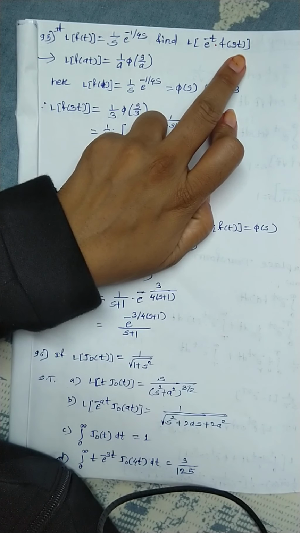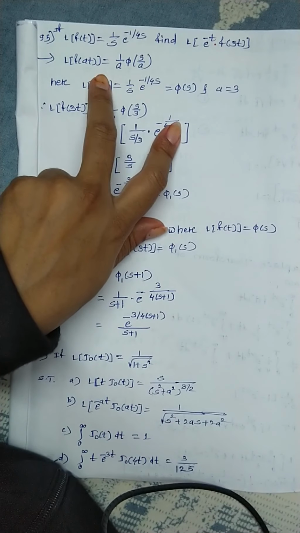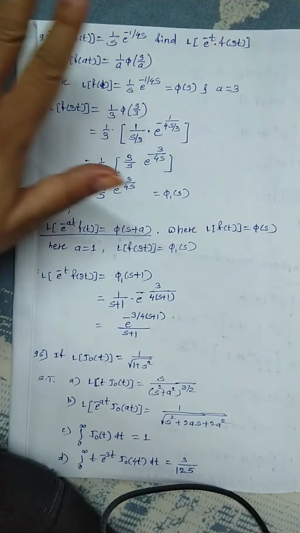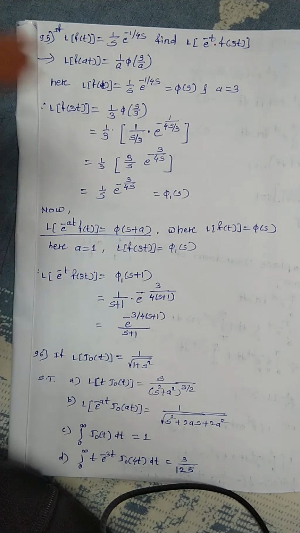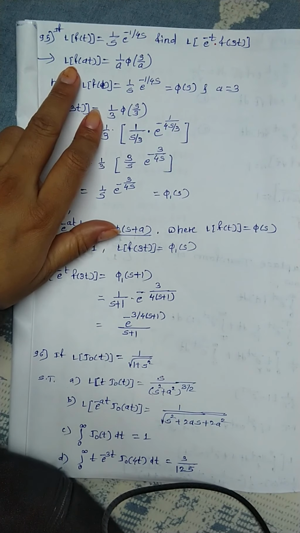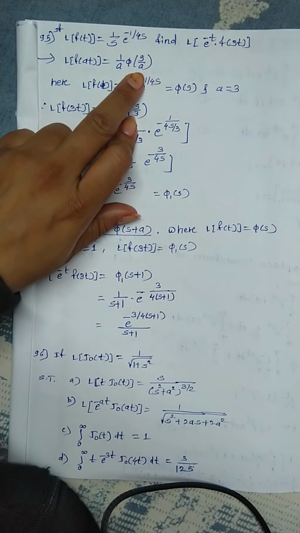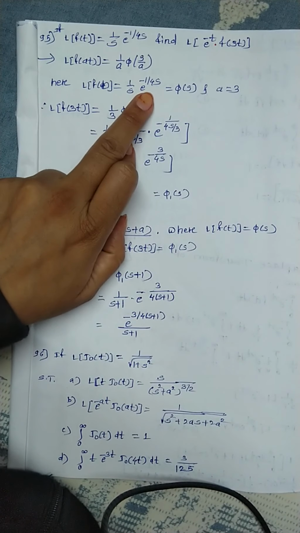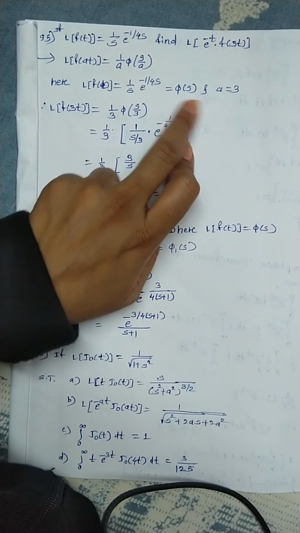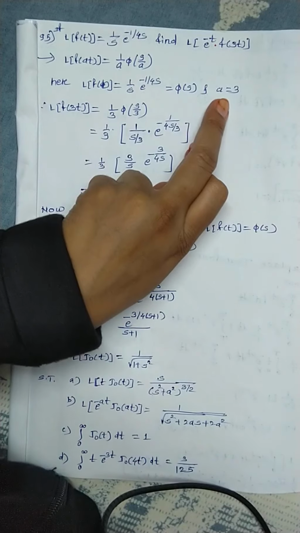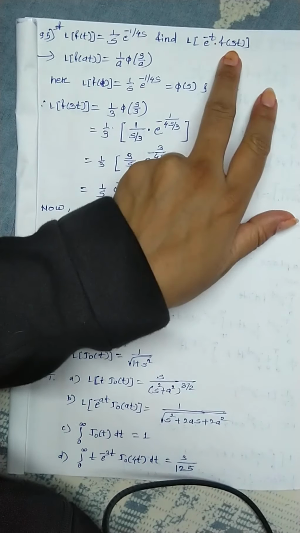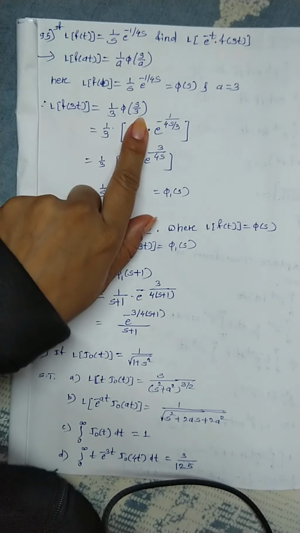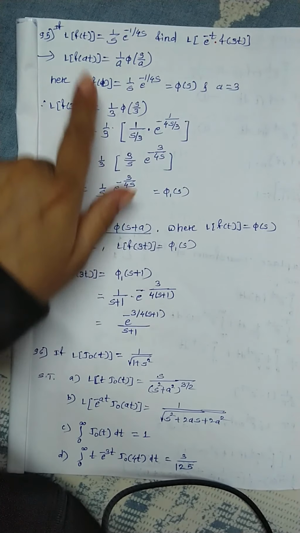That means we have to find out a change of scale property by using this formula. What is a here? 3. Okay, this is the solution. Now let us calculate that. This is the property: L of f of at is 1 by a phi of s by a. Therefore here L of f(t) is given 1 by s e raised to minus 4 by s. Call it as phi of s. And what is value of a here? 3. That's why L of f of 3t first is 1 by 3 phi of s by 3. Just putting values in the formula.